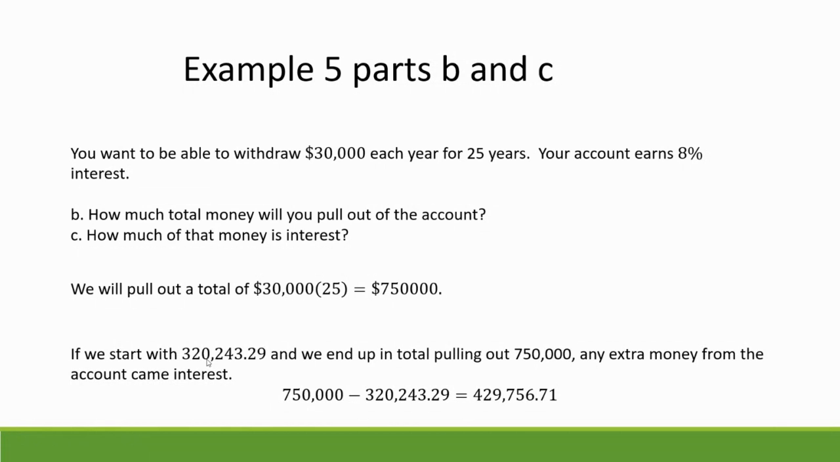So again, really with C, all I'm trying to say is, if you actually carry through with this, after 25 years you would have taken out $750,000. And there will be money. Now, will there be money left in the account? Well, anything left over came from the interest, right? So how much was that? That's what this difference is. Okay, that's all I'm trying to say.